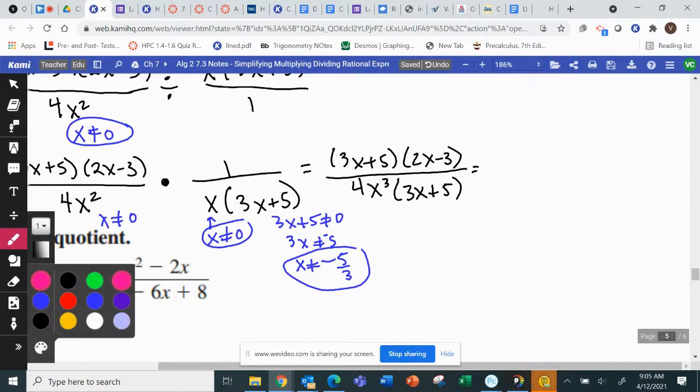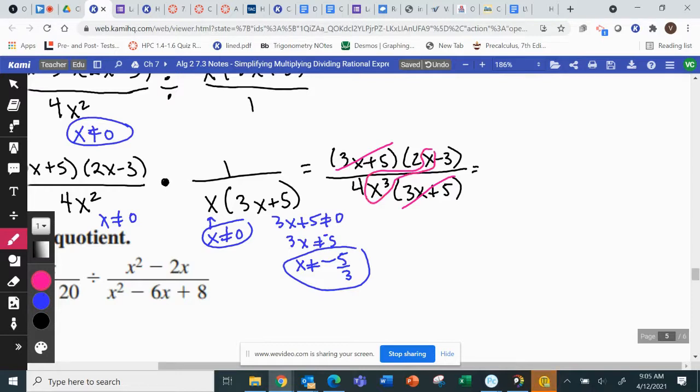Sierra, what should we do next? You can check the domain restrictions. Well, I don't need to do that because they're going to be exactly the same as the ones prior. Cancel out. Yep. What should I cancel? 3x plus 5. Is that it? Can you cancel out the x's? Can I cancel out the x's, you guys? Can I do these x's? Mar, you're saying no. Why?